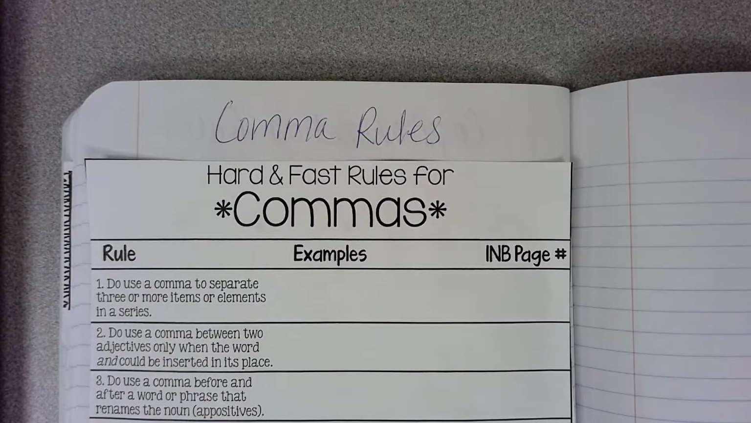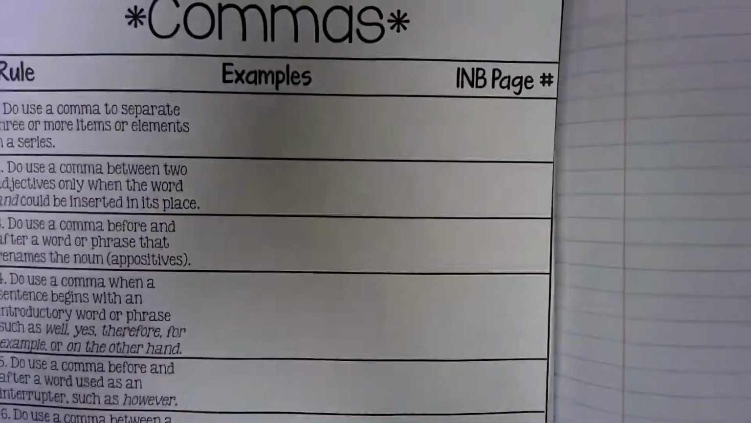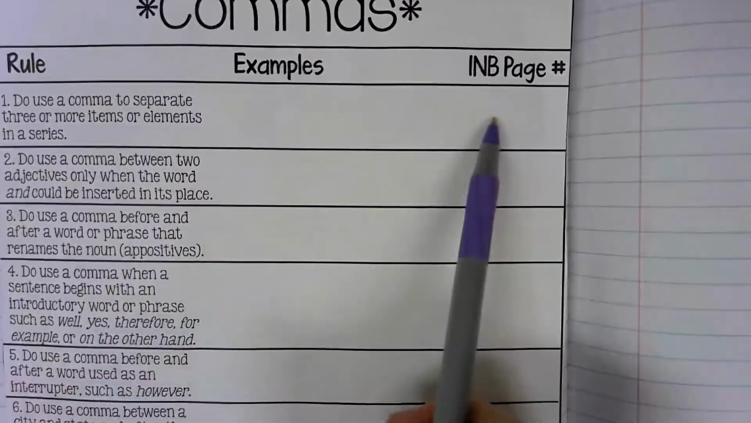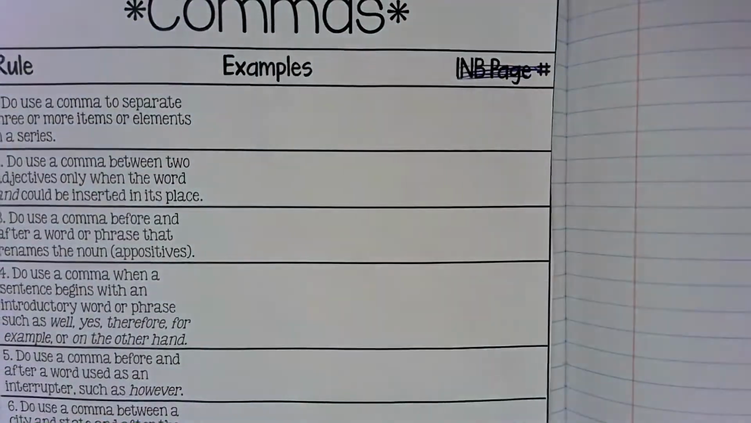All right, let's start filling out some of these rules here. So we have 9 different rules for commas, and I'm just going to zoom in on the examples here. Again, we're just going to write examples across the whole empty space. We're going to ignore this column here.